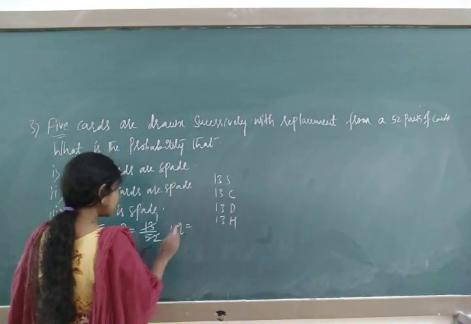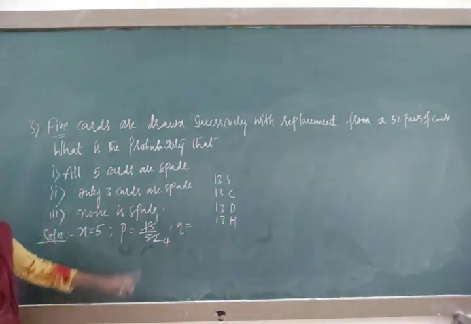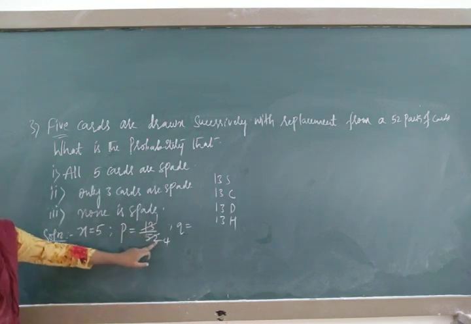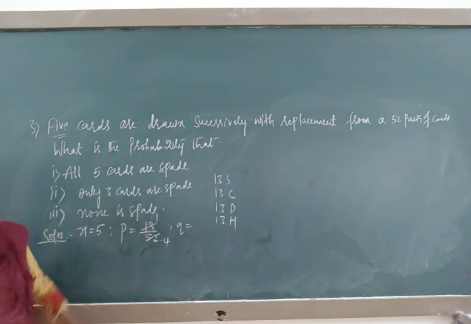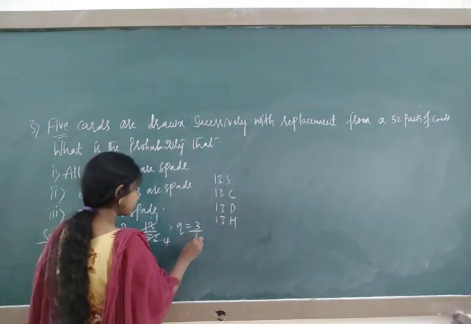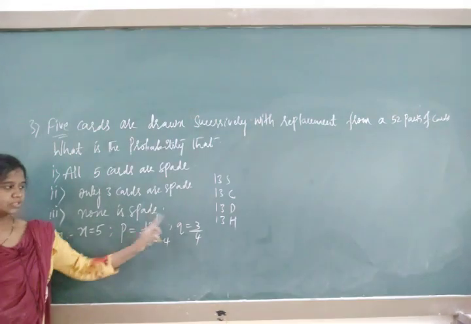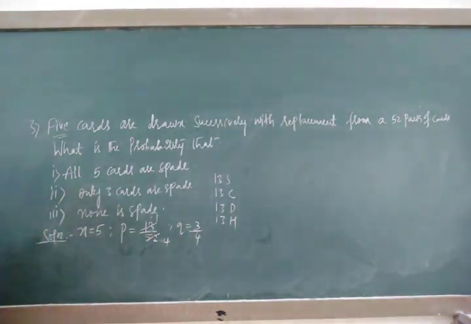If you want, you can cancel out: 13 ones are 13, 13 fours are 52. Then what will be the q? How to simplify? You can take 52 minus 13, or else since p is 1 by 4, you just replace it with 4 minus 1, it's 3. So q is 3 upon 4.